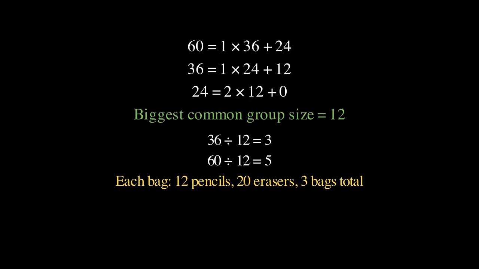36 pencils divided by 12 per bag gives 3 bags worth of pencils, and 60 erasers divided by 12 per bag gives 5 bags worth of erasers. Since every bag must be identical, he needs 3 bags, and each bag gets 12 pencils and 20 erasers.